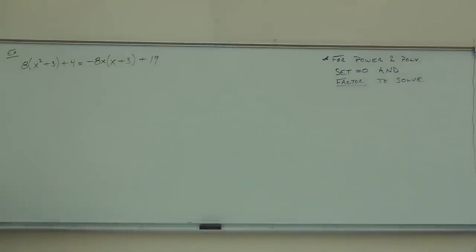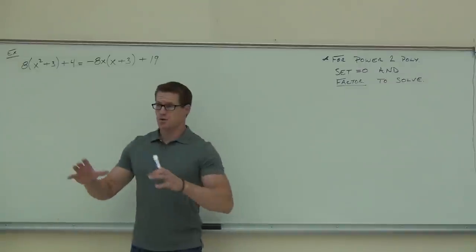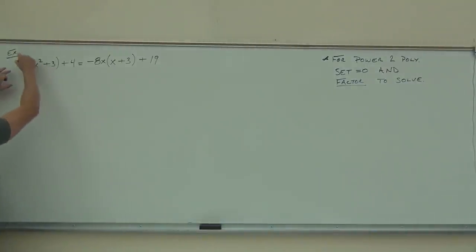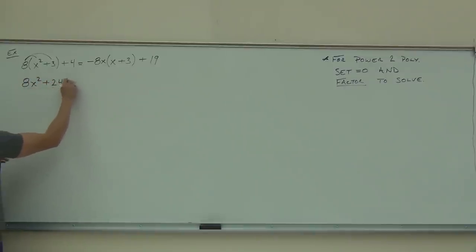Okay, we're going to get started here. Of course, the first thing that we want to do is we want to distribute because we're going to simplify both sides on this. So after distribution, we should hopefully have 8x squared plus 24 plus 4. You have the left side?